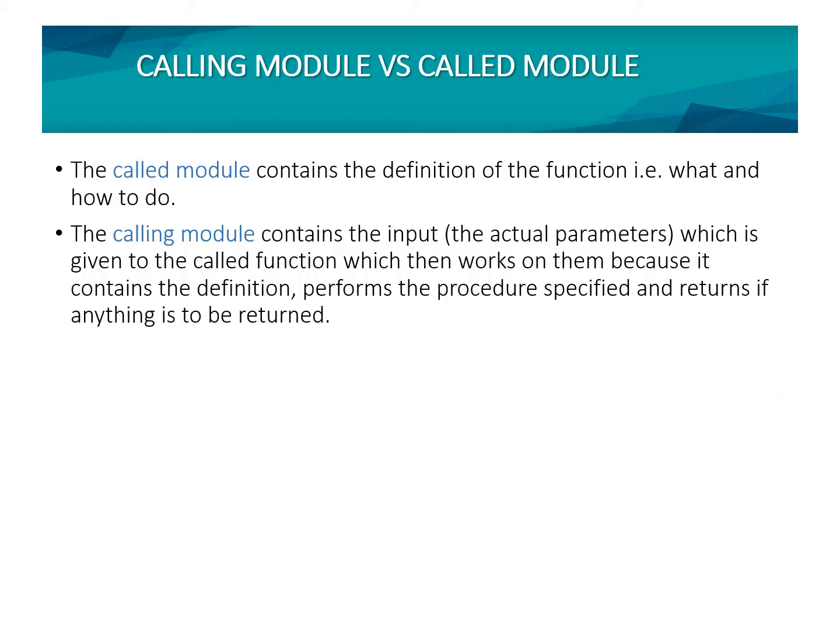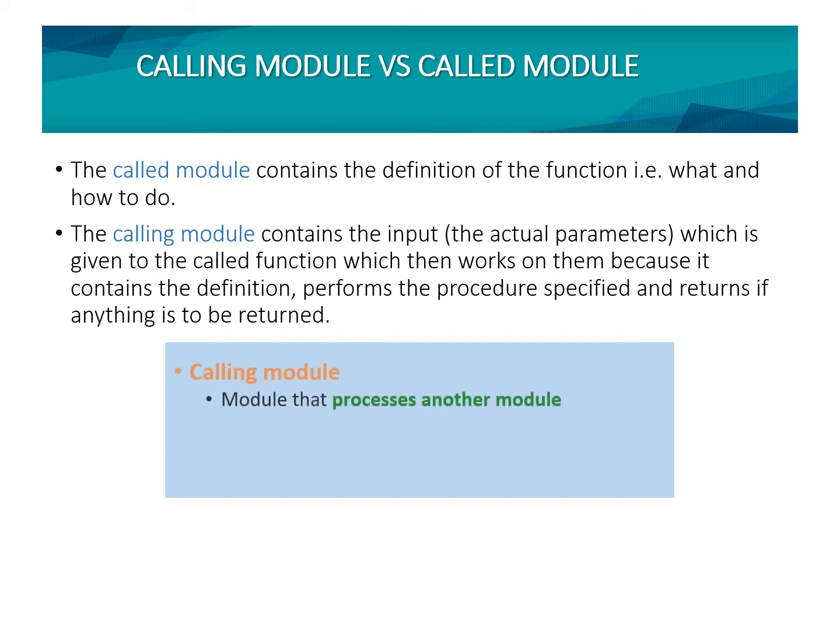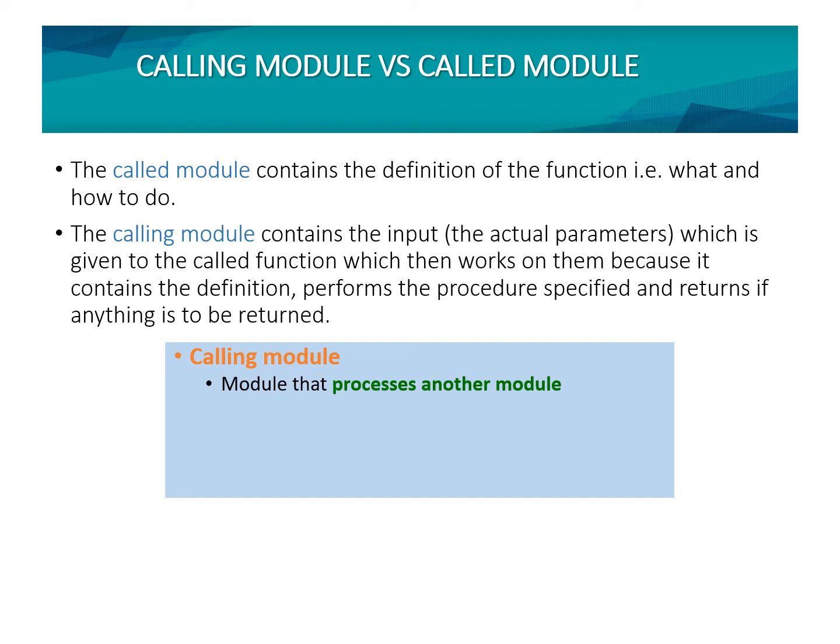There are two terms in the modules that we call calling module and called module. So what is the called module? Called module contains the definition of the function, for example, what and how to do, while the calling module contains the input, which is the actual parameter, which is given to the called function, which then works on them. Because it contains the function definition, it performs the procedure specified and returns if anything is to be returned.